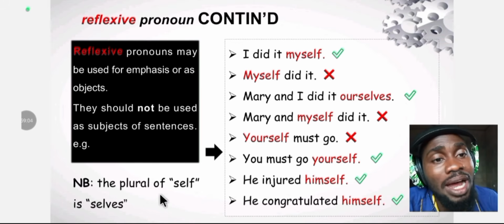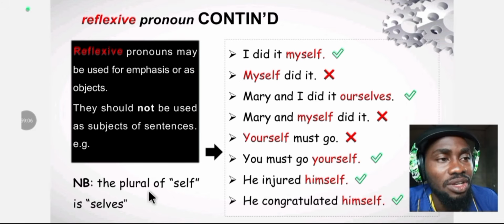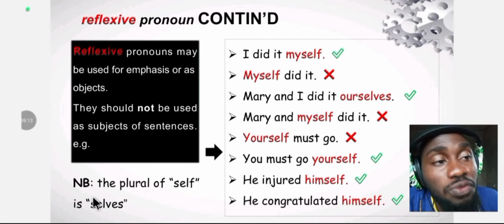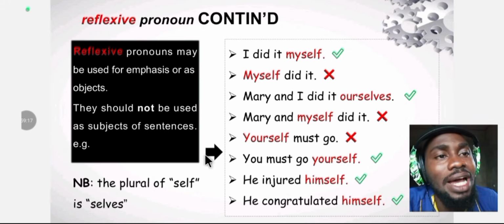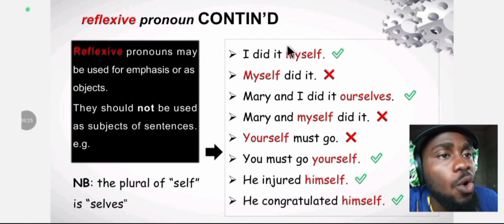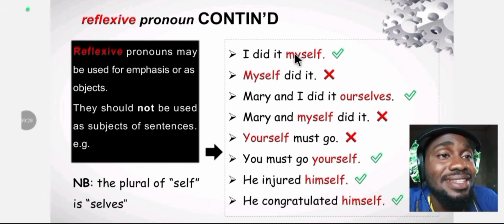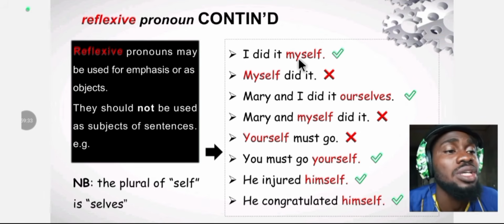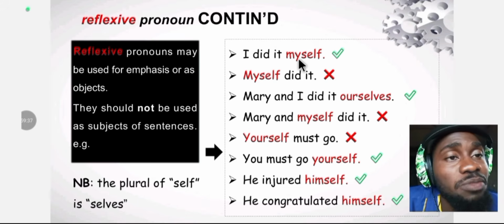Note, the plural of self is selves. So the singular form is self, okay? But the plural form is selves. Let's look at the examples we have here. I did it myself, correct. You can see that myself, the reflexive pronoun, occupies the right-hand side of the sentence after the verb. The verb here is did, which is correct. It should be on the what? The object side or the object position.